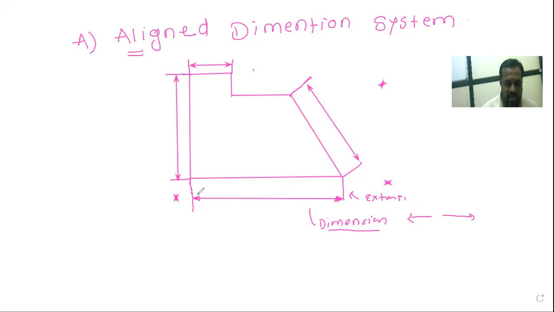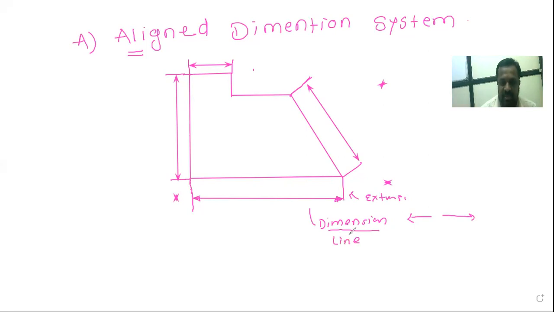Here in the aligned dimension system, we have to show the dimension number above the dimension line. We have to show the dimension number above this dimension line. See, it is called the dimension line.